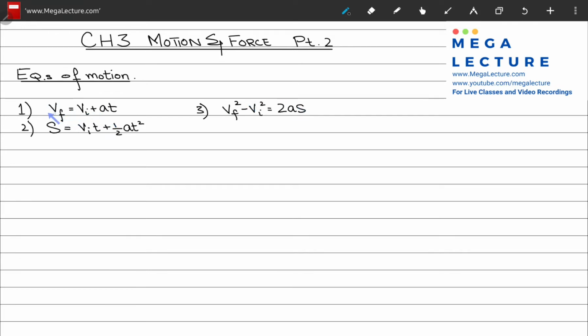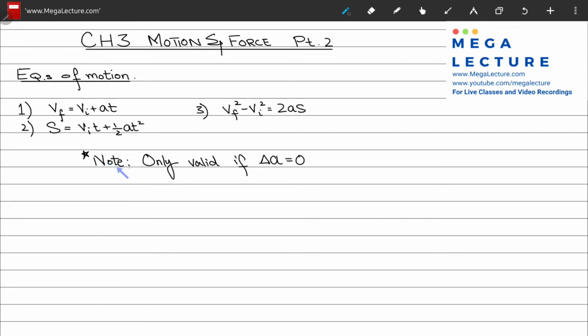We have final velocity is equal to its initial velocity added to acceleration times time. Then we have S, which stands for displacement, which is equal to the initial velocity times time plus half acceleration times time squared. And then we have the square of final velocity minus the square of initial velocity, which is equal to 2 times acceleration times displacement.